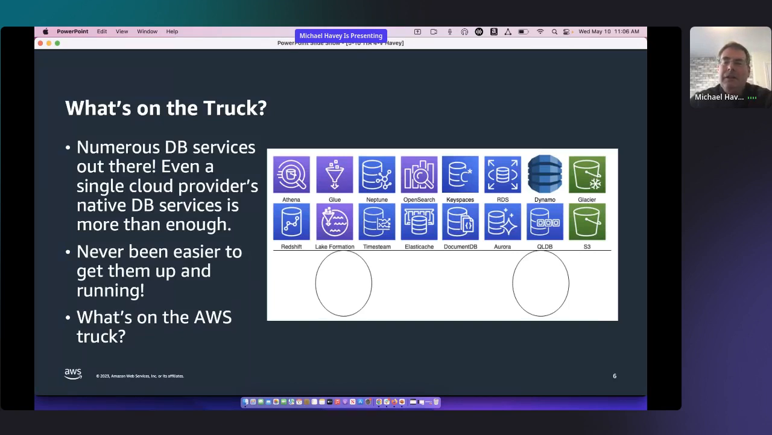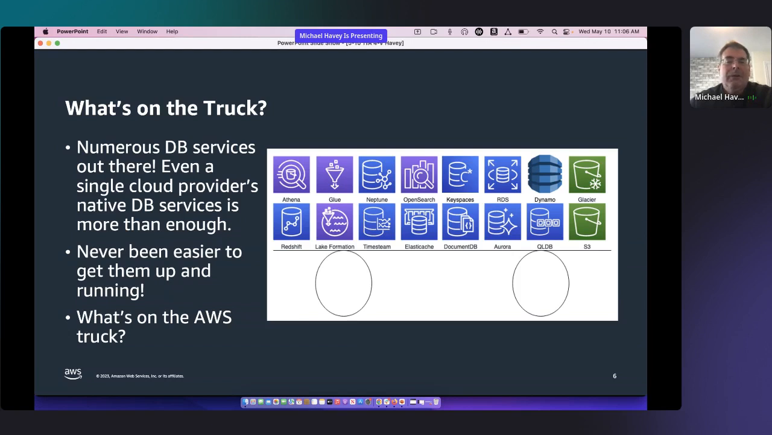So that gets me thinking about what's on the truck. What are all the database services that are available to me on the marketplace today? In fact, there's a lot of them, and cloud service providers offer them. And if we even look at just AWS by itself, we have a lot of choices.